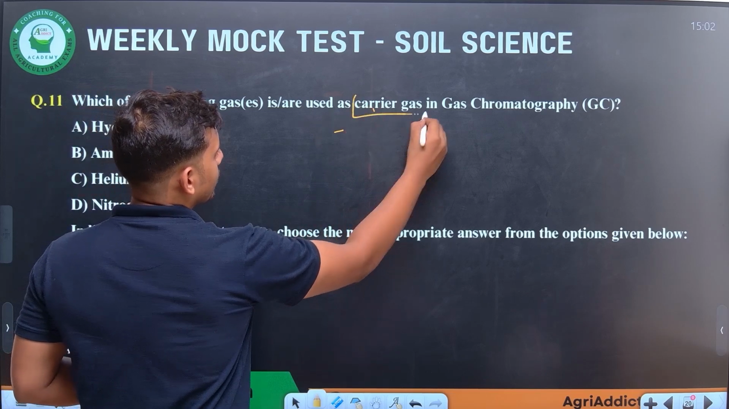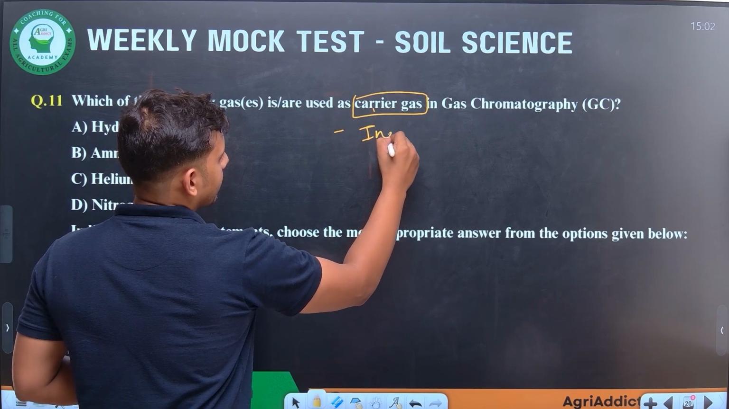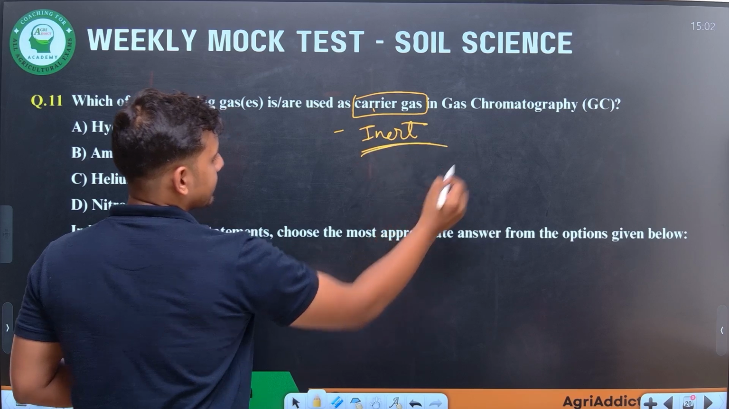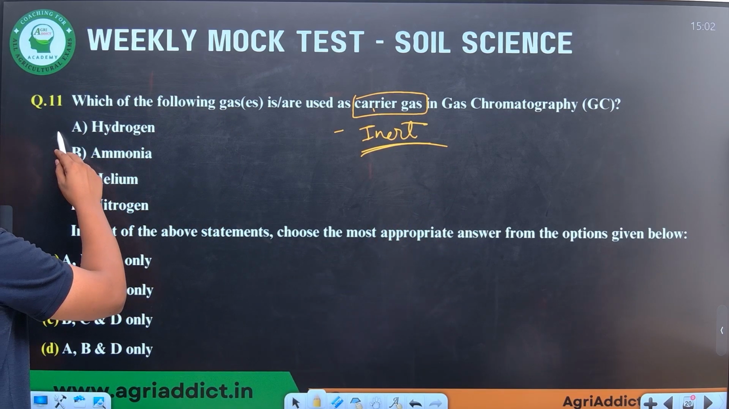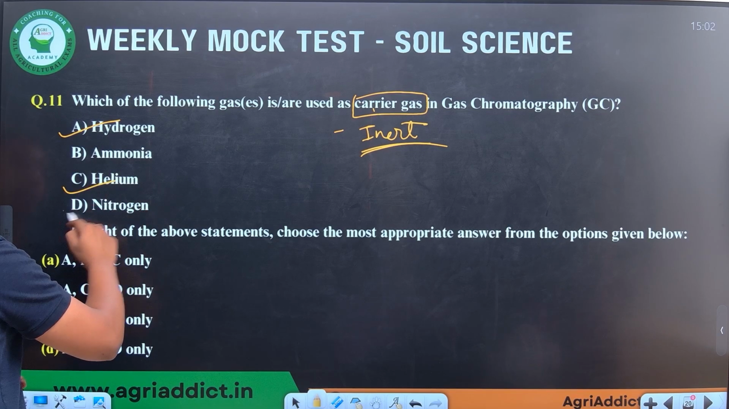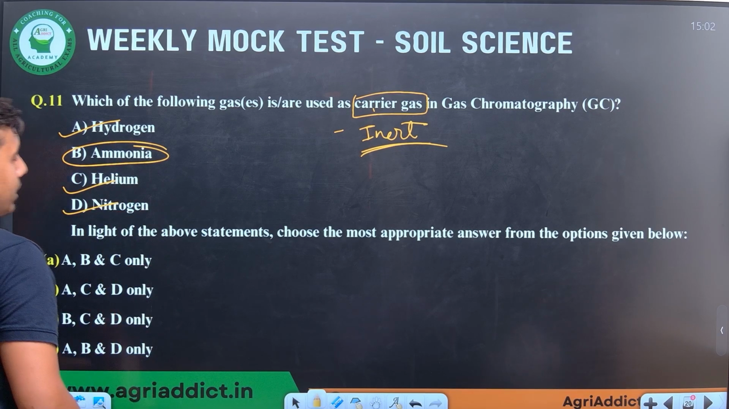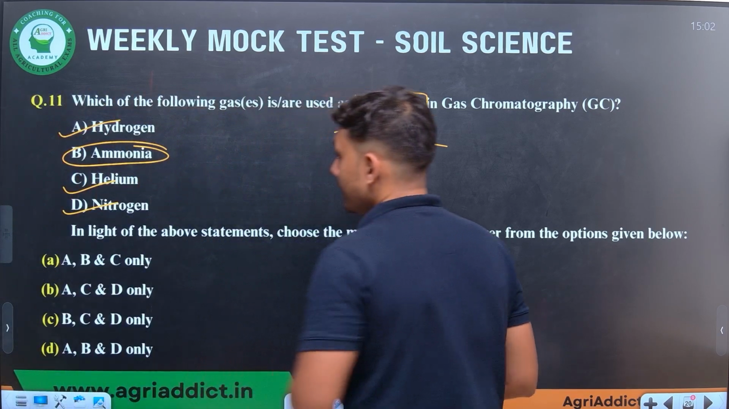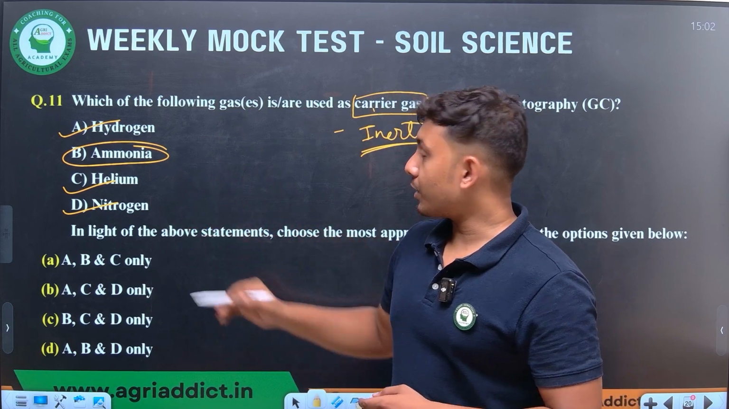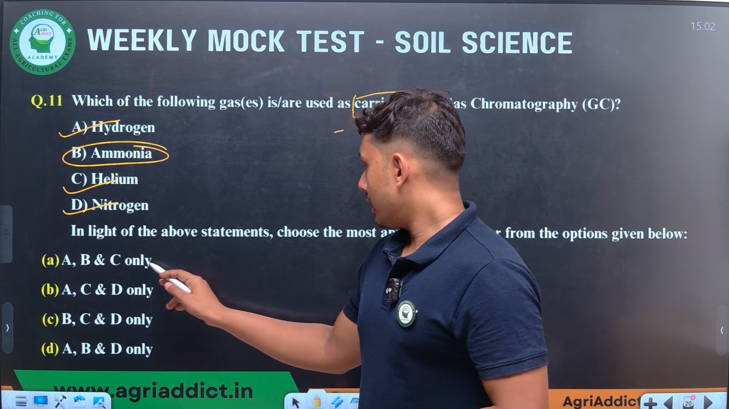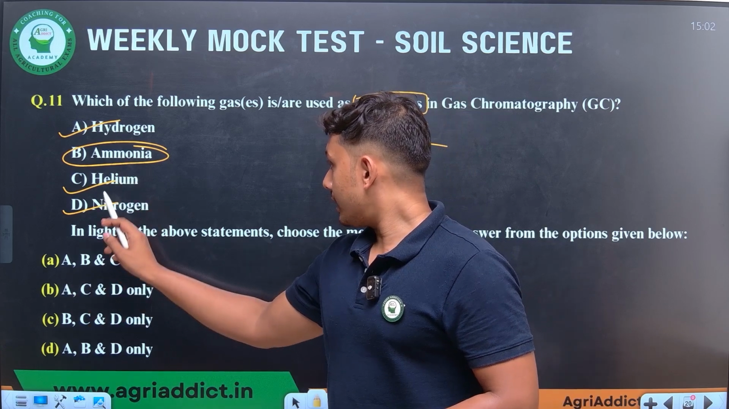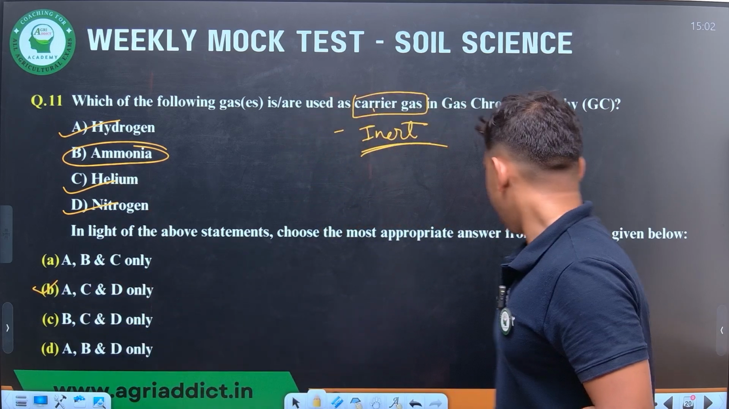So carrier gas should be inert in nature. That means it should not react with the sample. So here the examples will be hydrogen, helium and nitrogen, not ammonia. So these are the three examples: hydrogen, helium and nitrogen. These are inert gases which will not react with the component, that is A, C and D. This will be the answer.